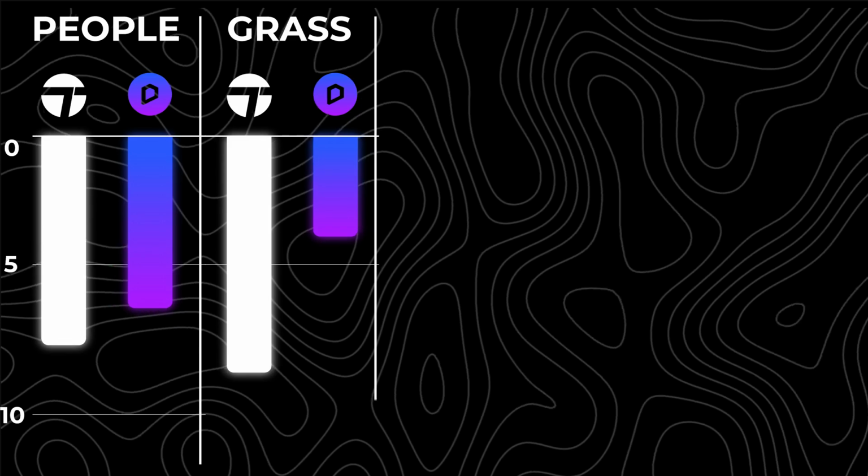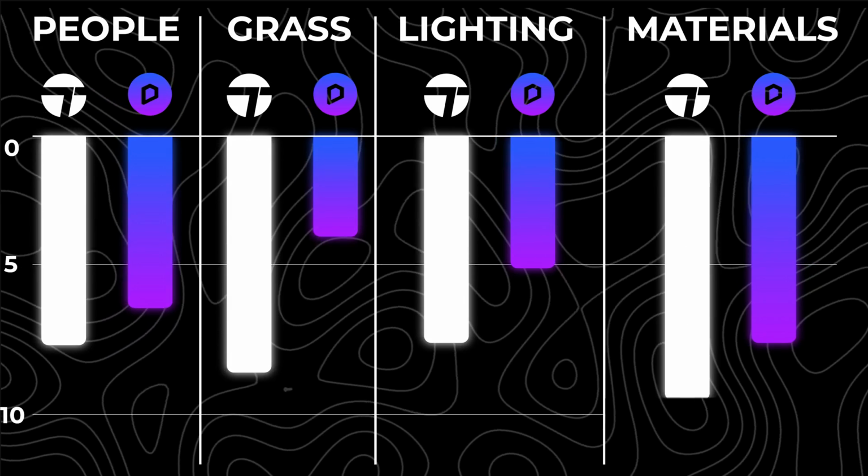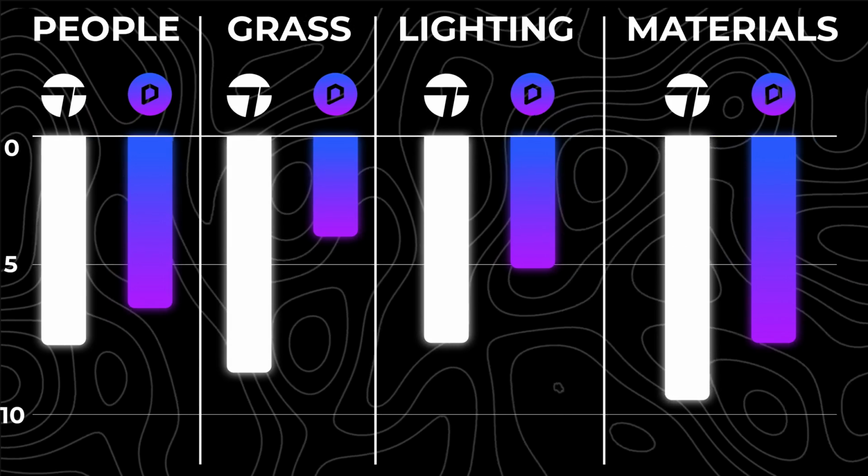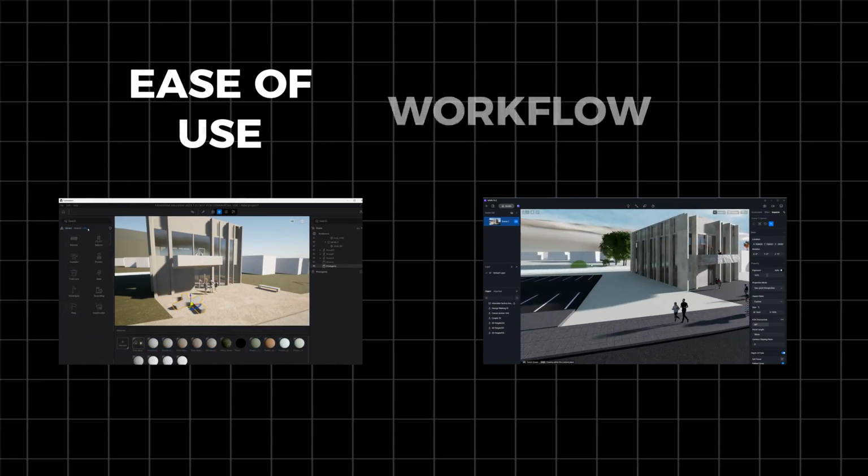Overall, in the categories like people, grass, lighting, and the customization of materials, I think Twinmotion wins this. But when it comes to the quality and the quantity of the assets overall, I think D5 Render has the edge. Next, let's look at the ease of use and workflow for each software.